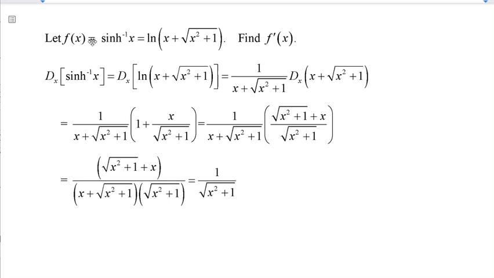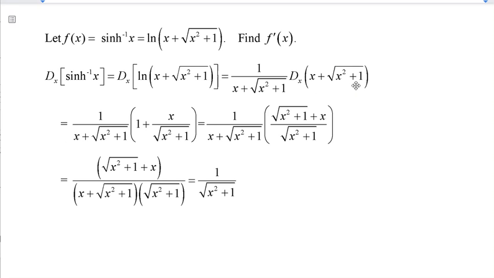And now let's find the derivative for hyperbolic sine inverse. And so this is the natural log of x plus the square root of x squared plus 1. And so the derivative of this function will be 1 over x plus the square root of x squared plus 1, and then times the derivative of x plus the square root of x squared plus 1. The derivative of x is 1.